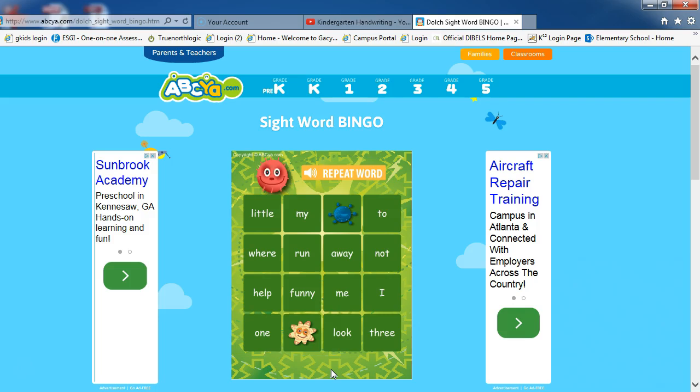Again, help your student by sounding out that word. Little. What does that word start with? You're right, it starts with the letter L. So then look through these words and see if they can find the word that starts with that letter L. Well, here we have 2 words that start with L. We have one right up here in this square.